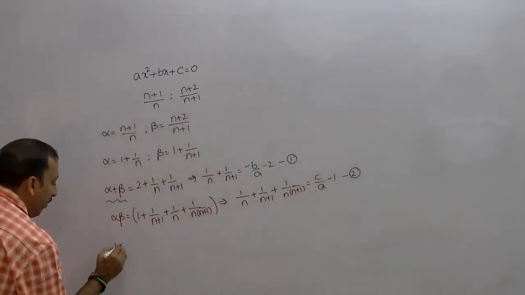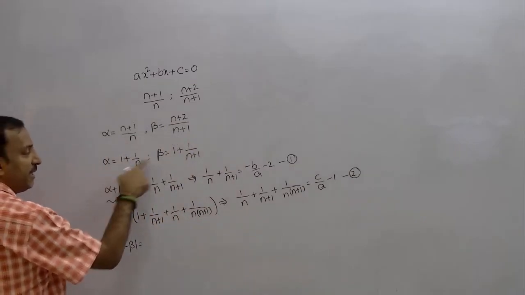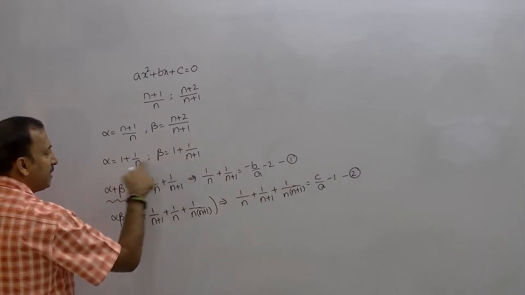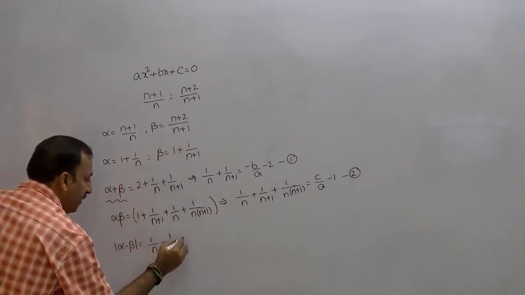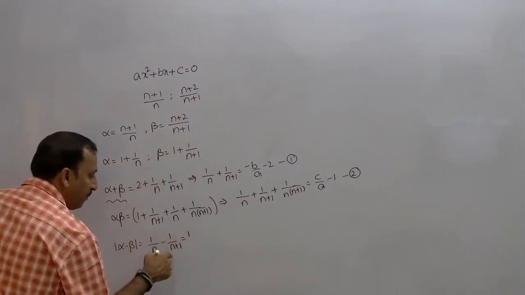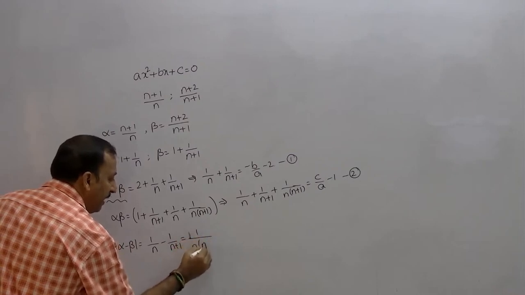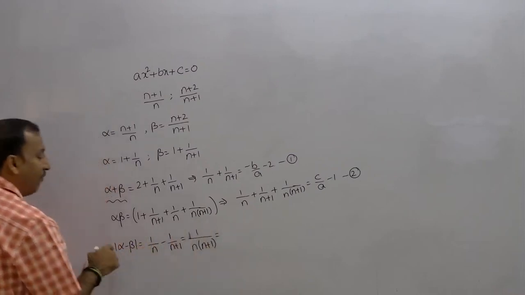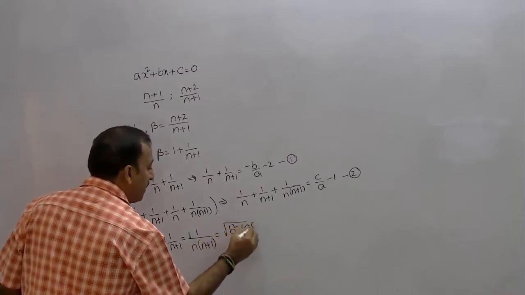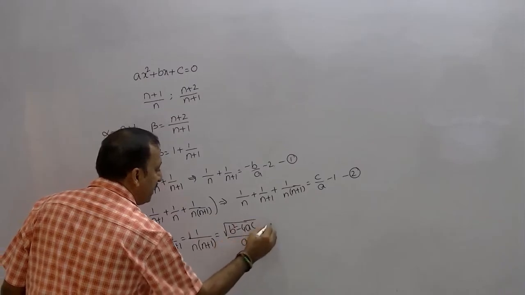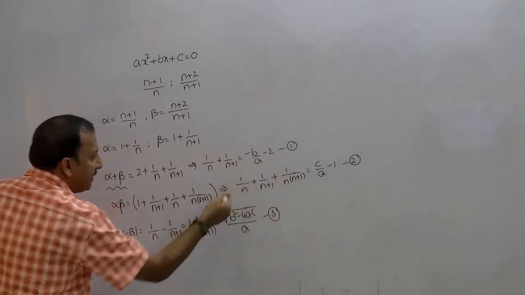And we know the modulus of alpha minus beta, the difference of the roots. Alpha minus beta means you will get 1 by n minus 1 by n plus 1. That is nothing but n plus 1 minus n, that is 1 by n into n plus 1, is equal to, what is the difference of the roots? Root of b square minus 4ac by a. See equation 3.